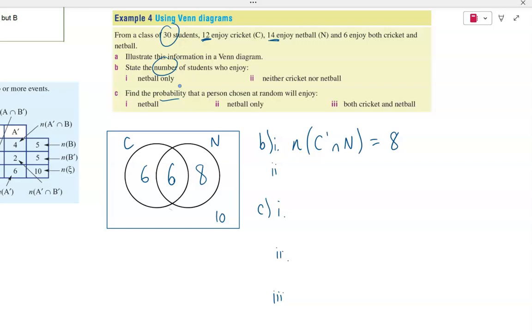Neither cricket nor netball. So what's the number of people that don't like cricket and don't like netball? 10. That's the number on the outside. Now it's asking for probability, so I would write a fraction.